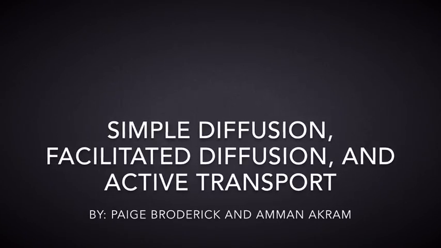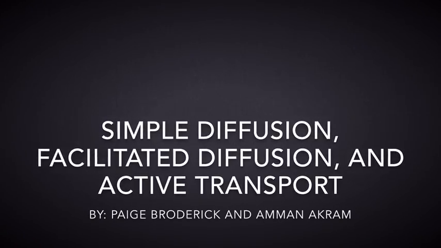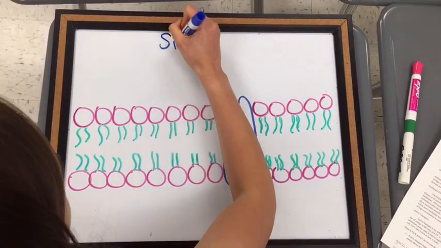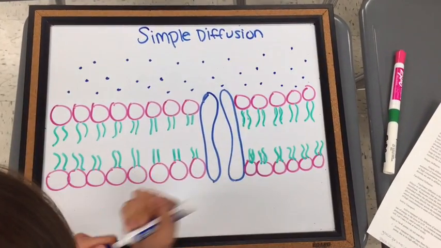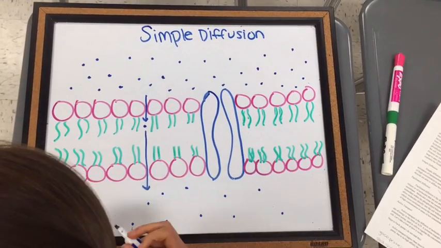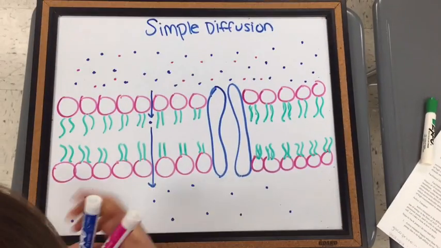Today we'll be talking about simple diffusion, facilitated diffusion, and active transport. Simple diffusion is the diffusion of small, non-polar ions directly across the membrane. Polar molecules are unable to cross the cell membrane through simple diffusion due to the hydrophobic interior of the bilayer.